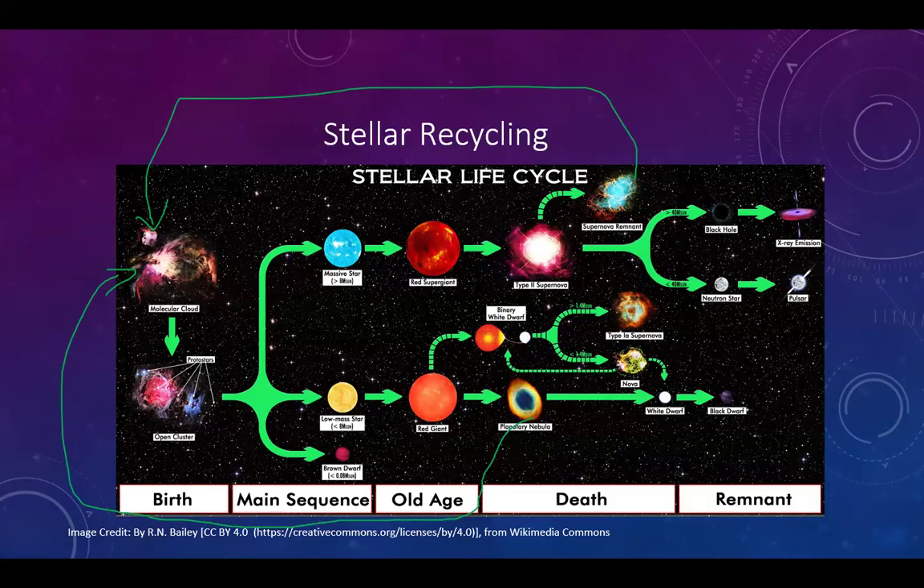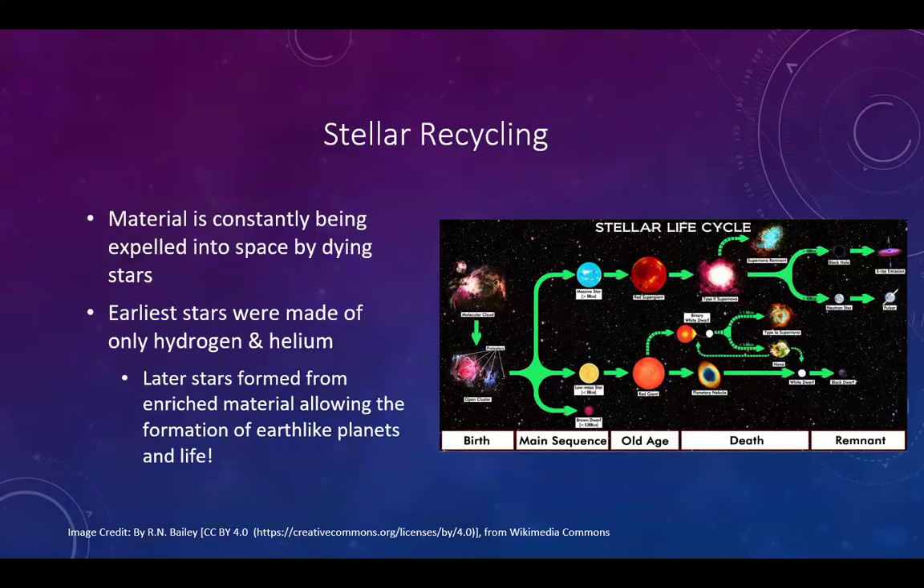And then their dead cores will be white dwarfs, neutron stars, and black holes. And there's a few other things that can happen. You can have a binary white dwarf in a type Ia supernova, where it just blows up, and that feeds back in as well. So material is constantly being expelled into space by dying stars. The earliest stars were made of only hydrogen and helium, and later stars formed with enriched material that allowed the formation of Earth-like planets and life and us.